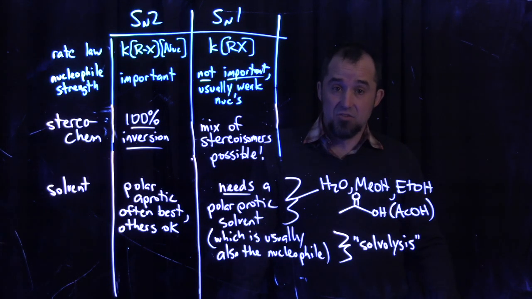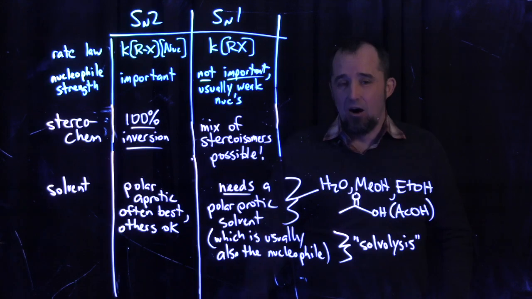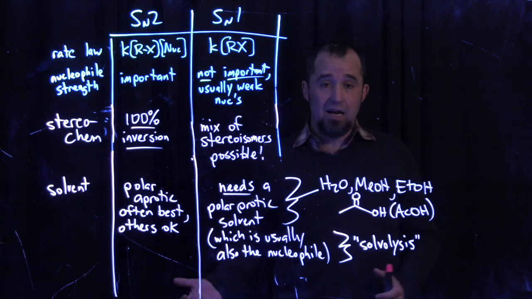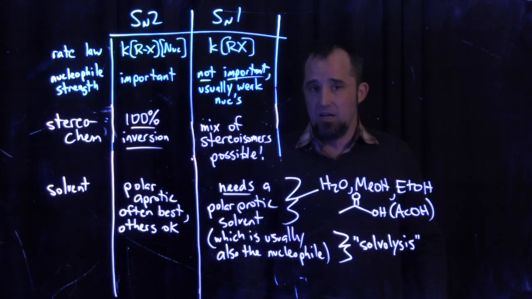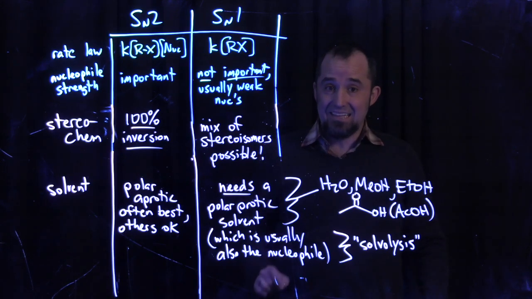Finally, let's talk about solvent. So a lot of times I said in the SN2 reaction the solvent isn't that big of a deal. Polar aprotic often works best. That's your DMSO, your DMF, your things that are polar but not so polar that they overstabilize your nucleophile. But other solvents are okay. Polar protic solvents are okay sometimes. It's pretty chill. SN1 is less chill.